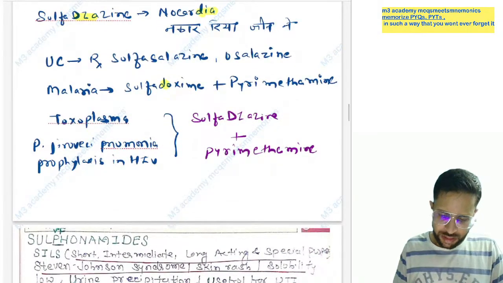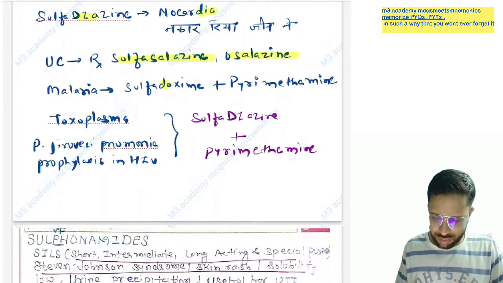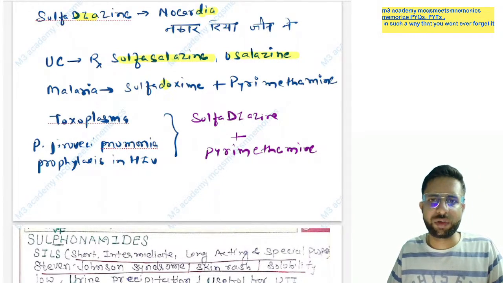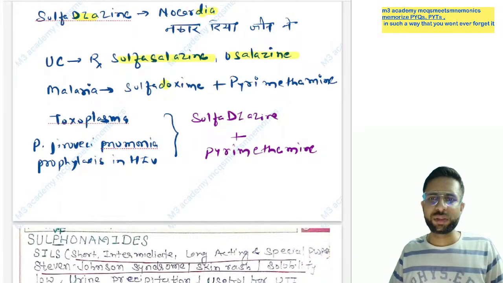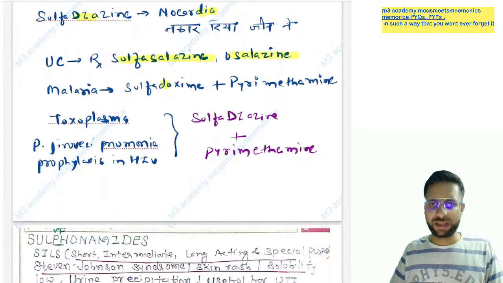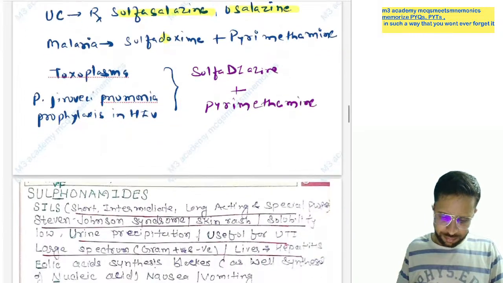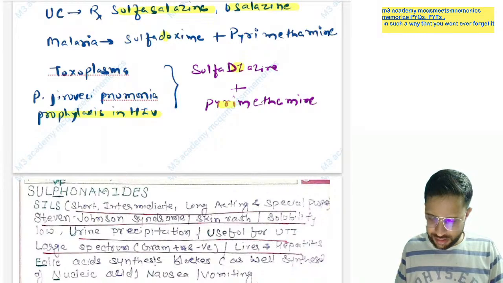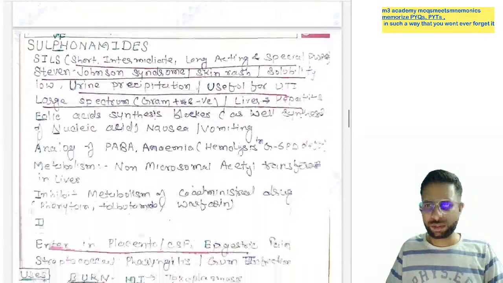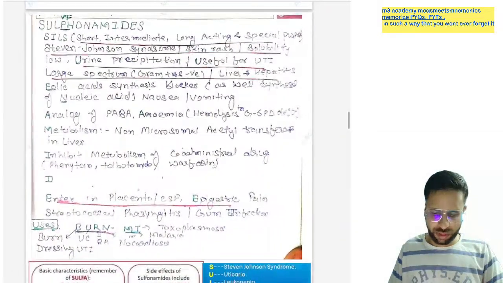For UC, we use sulfasalazine and olsalazine. For malaria we use sulfadoxine and pyrimethamine. We already conducted the session on malaria. Those added in our premium registered group, kindly go to the pharmacology section. There is a recorded session on malaria. Yes, please attend that session. Now, for toxoplasma and Pneumocystis pneumonia prophylaxis in HIV, we use sulfadiazine and pyrimethamine. Yes, so more about this sulfonamide mnemonic, you can see.